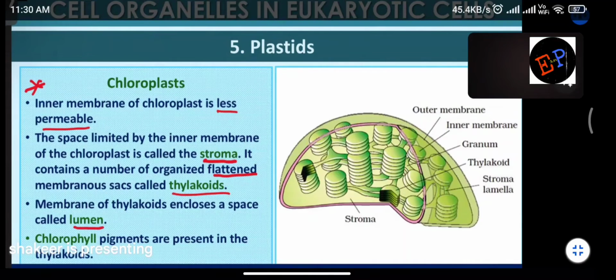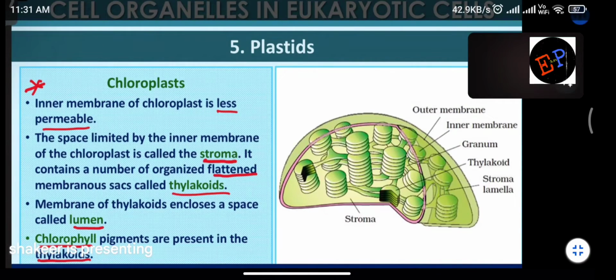And again inside the thylakoids, that space is called lumen. Are you able to understand? So chlorophyll pigments are present in the thylakoids. Inside the thylakoids, what do you have? Lumen. Inside the lumen, in lumen only you can find this chlorophyll pigment. Are you able to understand now?